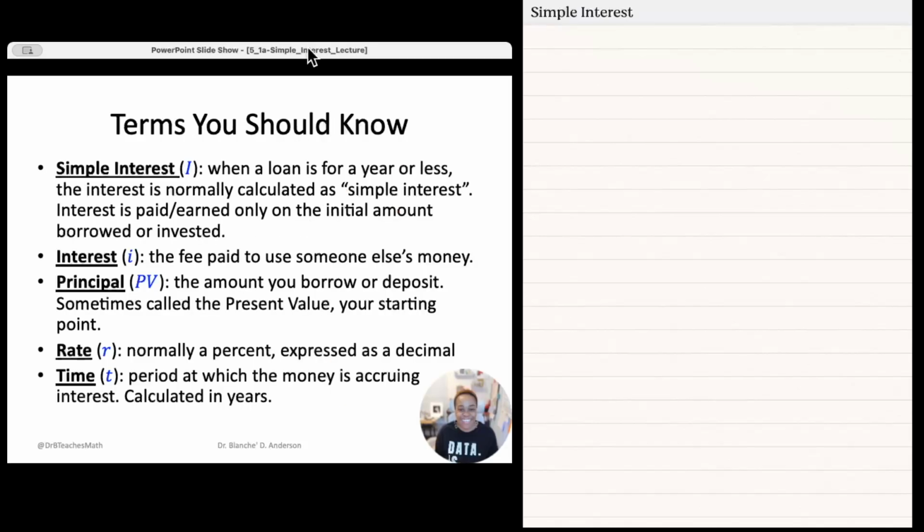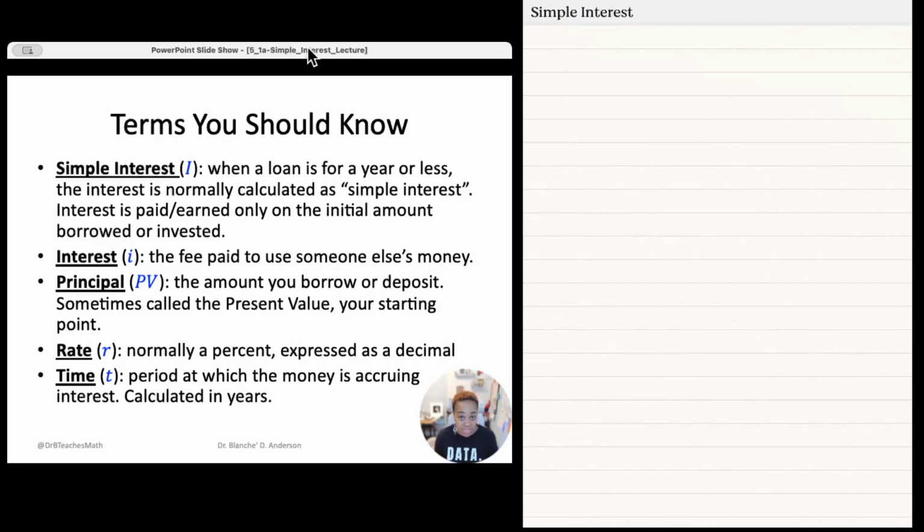So these are just some terms that you need to know. If you need to pause the video so that you can see them, I'll just go through them real quick. Simple interest, that's just normally when a loan is less than a year or more. Typically what you'll see is banks or financial institutions or whatever will use simple interest, and we'll kind of go through it. Interest is the fee that you pay to borrow someone else's money. Now, I'm saying borrow someone else's money, but interest is also what you earn when you have like a savings account or a deposit account. Okay, so it works both ways.